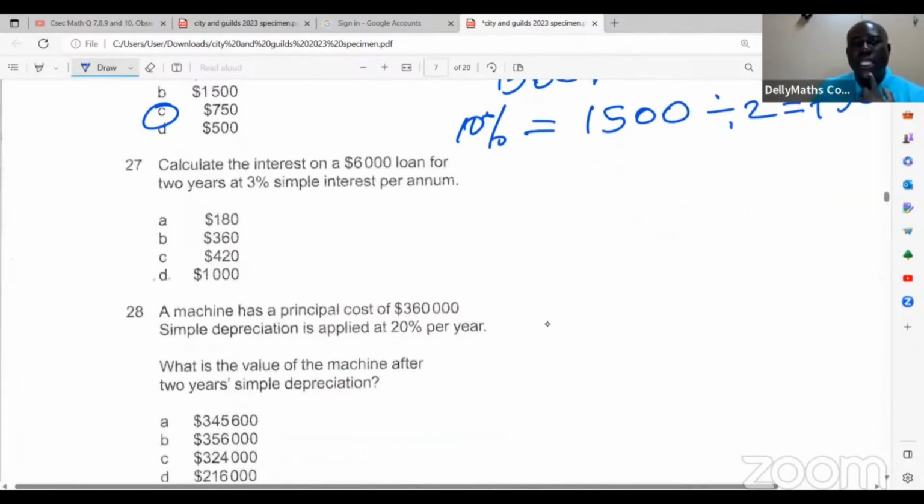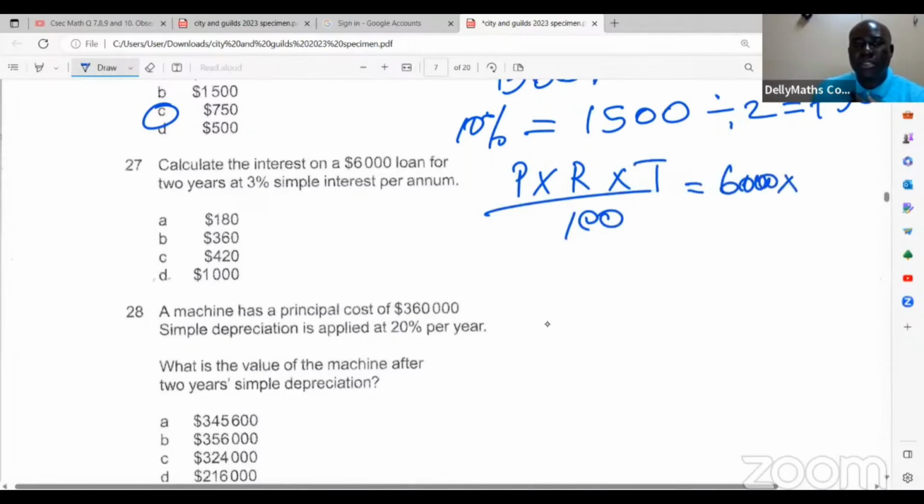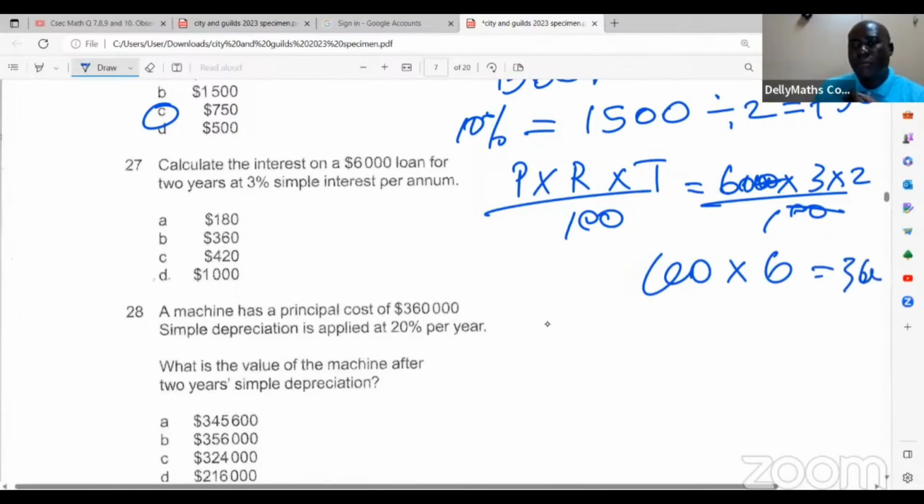Calculate the interest on a $6,000 loan for 2 years at simple interest. All right. So if you want to calculate the simple interest, it's the principal times the rate times the time over 100. So we're talking about $6,000 times 3 times 2 years over 100. These two zeros could cancel that, so it's 60 times 6. And you could see the 360 coming out here. This is about 360, and there's that.